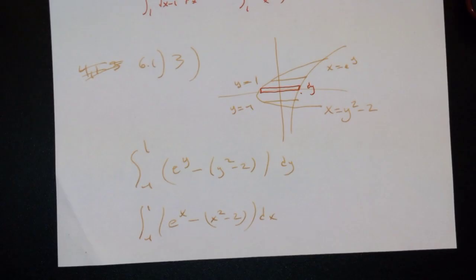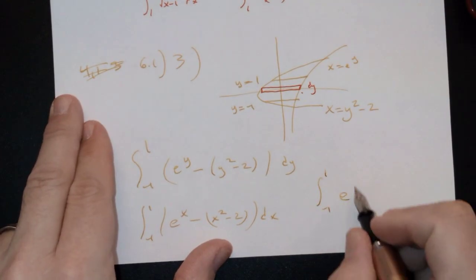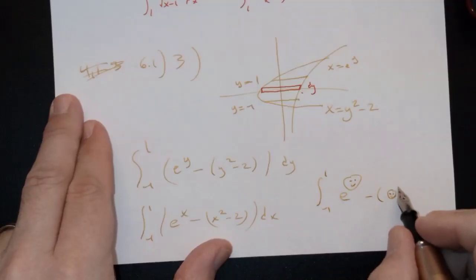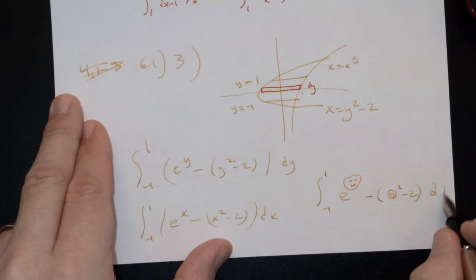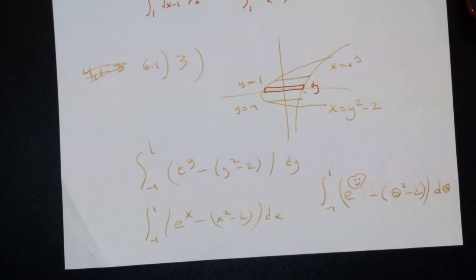Once you know what you're integrating, the letter you choose to integrate with is a dummy. You can use any letter you want. The integral from -1 to 1, e to the smiley face minus smiley face squared minus 2 d smiley face. Same thing. I don't care what the letter is, as long as I know that this is a number, that works.